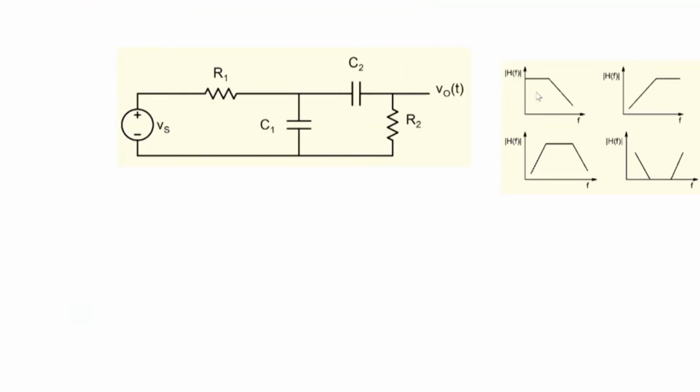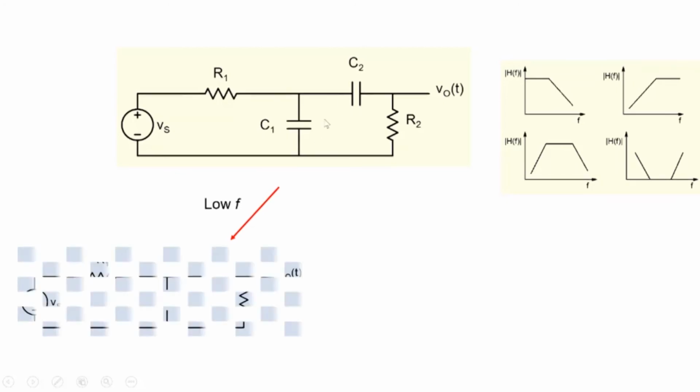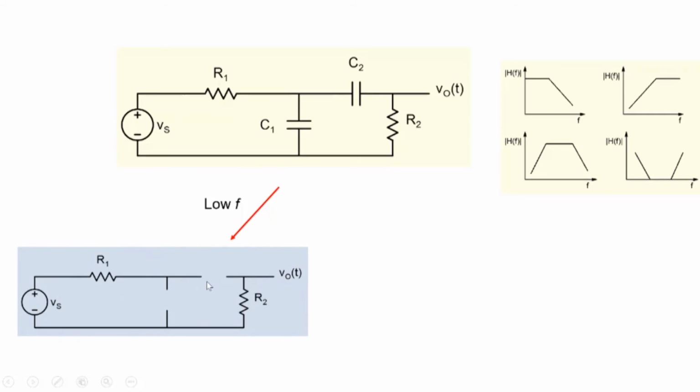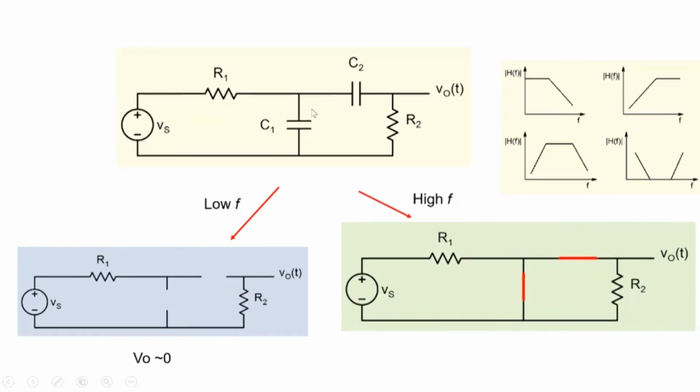So what about this? How do we analyze a circuit like this? In this case also, we look at low frequency. At low frequency, the capacitors will act like opens, so the circuit acts like this. What will happen to V0? V0 will be 0, because this is open, there is no current in R2, so this is 0. All right, what about high frequency? At high frequency the capacitors act as shorts. So this is a short, this is a short. And what happens to V0? Because this is a short here, V0 is again 0, right?